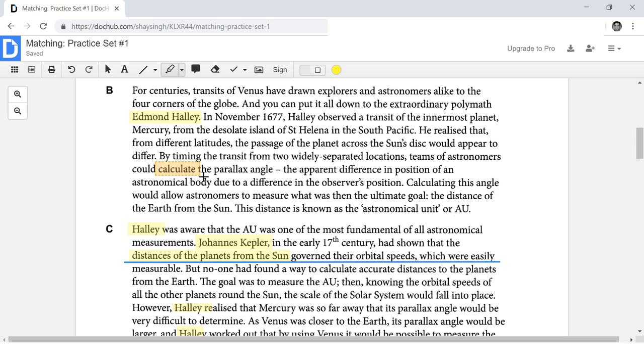And check this out. Down here is talking about how we can calculate the parallax angle, and it's talking more about calculation and calculating the distance of the Earth from the stars. So our answer is probably going to be around here where it mentions the distance of the Earth from the Sun. So here it says, let's read this sentence. It says, calculating this angle would allow astronomers to measure what was then the ultimate goal. It would allow astronomers to measure the distance of the Earth from the Sun.